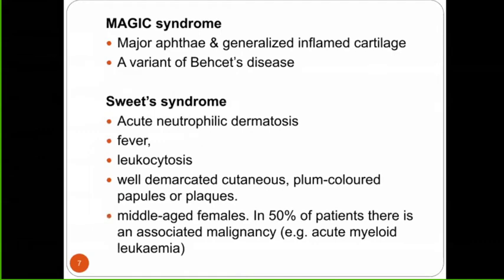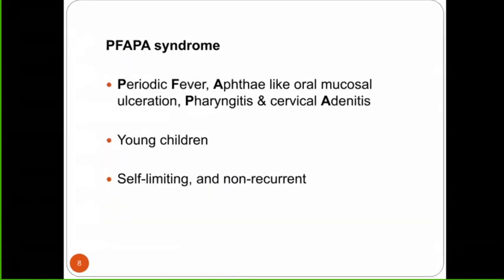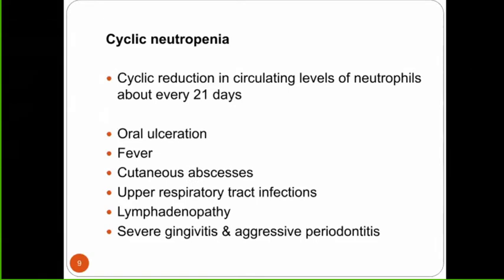The next is MAGIC syndrome, Sweet syndrome. Only remember the names of these two. You need not remember what is inside. So there's something like MAGIC and Sweet syndrome, which is also characterized by aphthous ulcers, and PFAPA syndrome, that is periodic fever, aphthae, pharyngitis, and adenitis. So this is also a syndrome which is associated with aphthous ulcers. So majorly 4 are there: Behcet, MAGIC, Sweet's, and PFAPA syndrome.